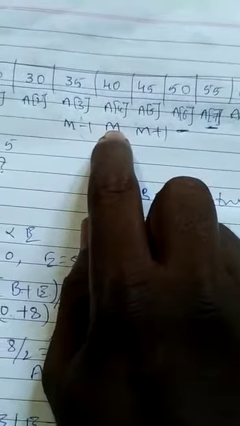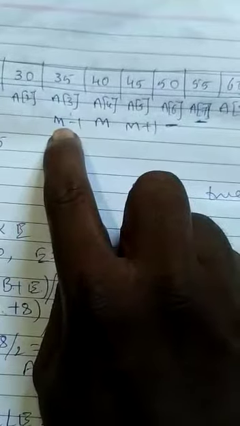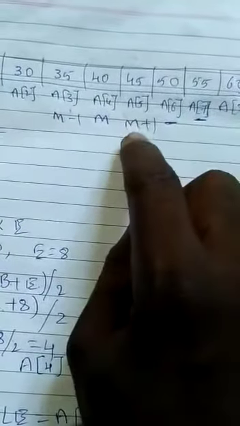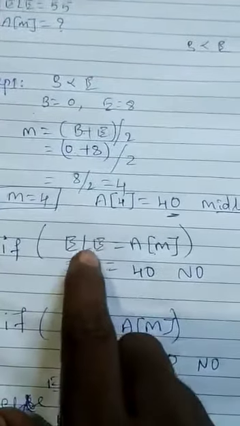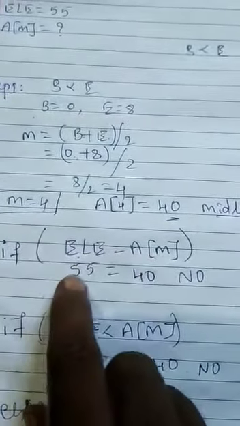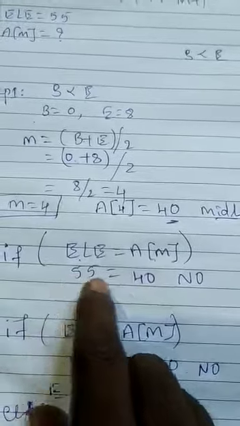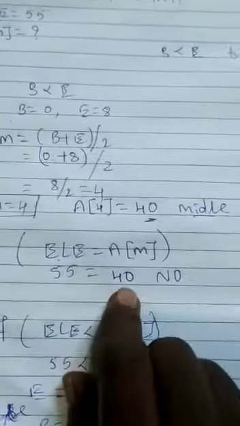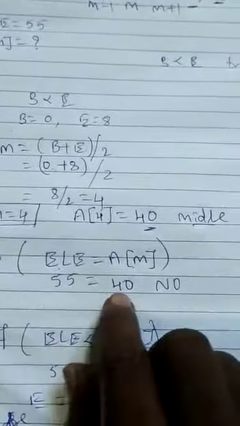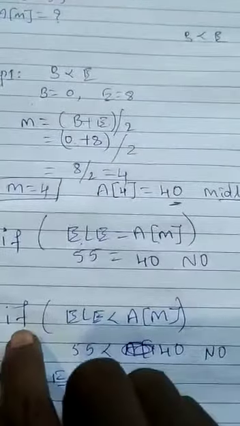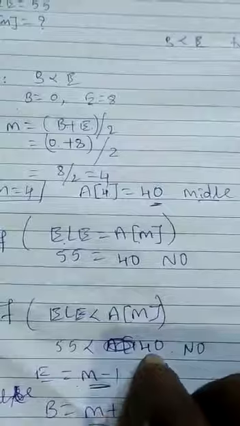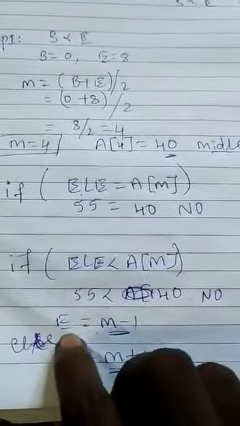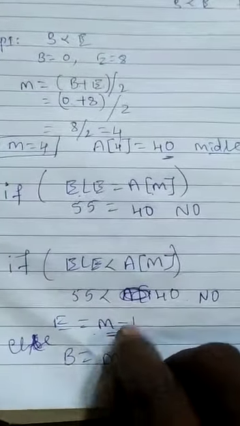If we go for the left side, we need to identify m minus 1. If we go for the right side, we need to start from m plus 1. Now first condition, if element is equal to A of m, that is, the searching element 55 and the middle element 40. Are both equal? No. So we go for the second condition. If element is less than A of m, that is, 55 is less than 40? No. So again we go for e is equal to m minus 1 if the condition is true.